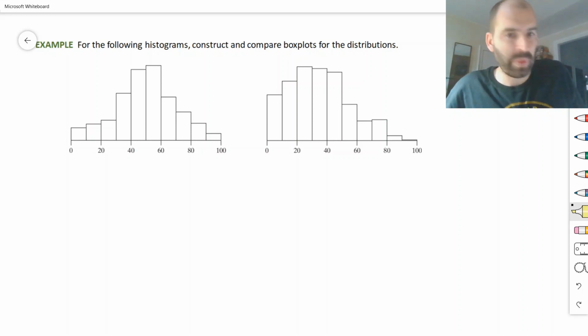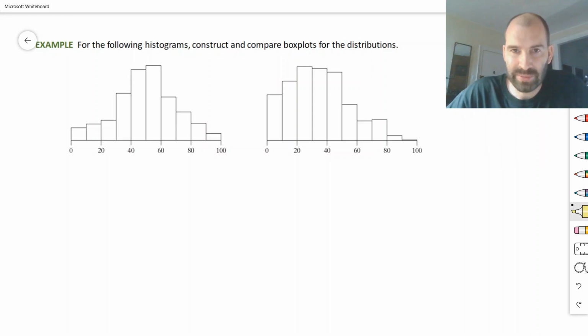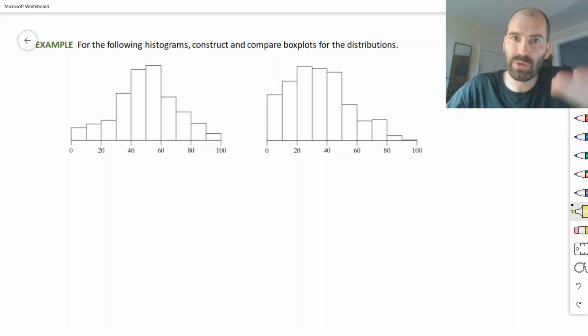So remember what a box plot does. A box plot splits the data into quarters. A histogram also tells us the amount of data, but it doesn't do it in percentages per se. It just tells us how much data is in a given range.